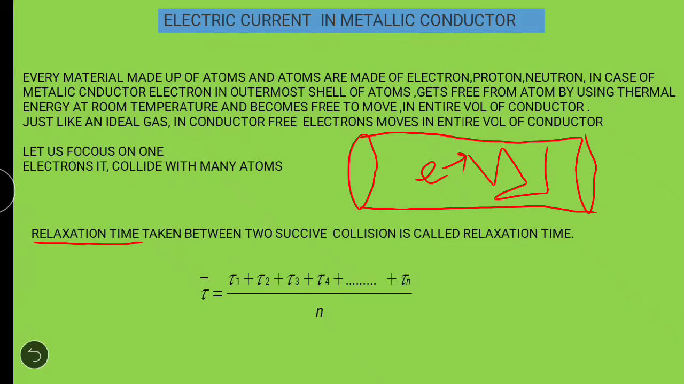After this, tau 2 is the time taken in the second collision, and tau 3 is the time taken in the third collision, and tau 4 is the time taken in the fourth collision, and so on. So I add all the times and divide by the number of collisions. Then we get the average time. This average time is exactly called the relaxation time. So in this way we can say that the time taken between two successive collisions is called the relaxation time.